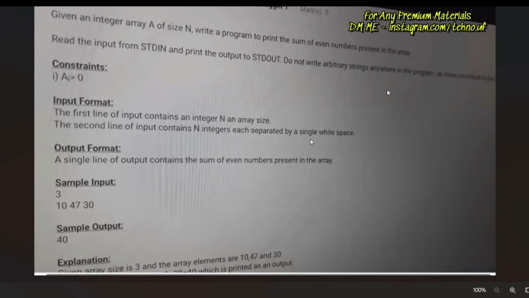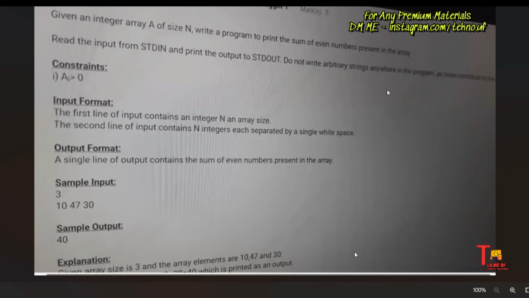So here is the sample input: 3 is the size of the array and 10, 47 and 30 are the elements. Among those elements, 10 and 30 are even numbers, right? That is, those are divisible by 2. After dividing by 2, we get 0 as the remainder, so those are even numbers. So we should add those values and return the sum. Here 10 plus 30 is equal to 40, so the output is 40, right?